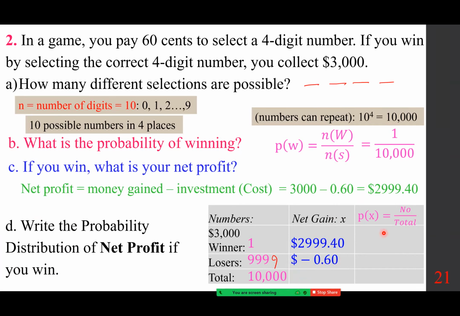Now, what is the probability for this case? How many ways can we win? Just one way over the total of 10,000. So this would be 1 over 10,000. What about this one? 9,999 over 10,000. So I hope everybody can see how we calculate those numbers. Again, the number, whatever you see in the first column, divided by the total. This is called the probability distribution, in this case of net profit.